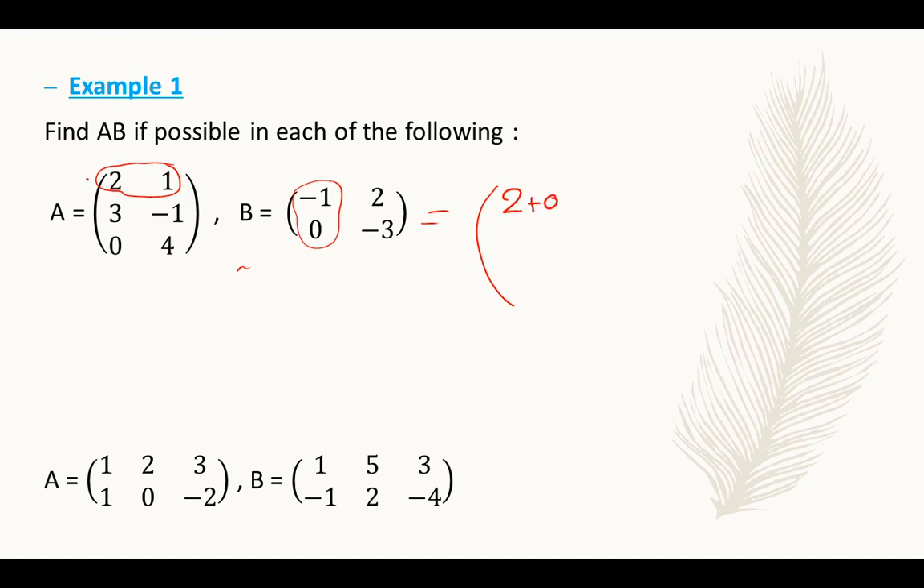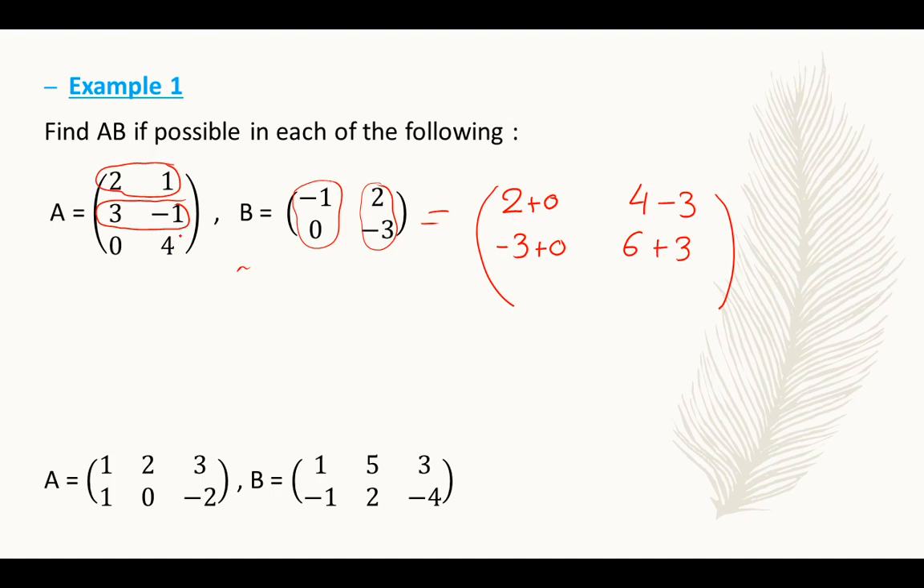Again we will multiply the first row by the second column. First element times first element, 2 times 2 equals 4, 1 times -3 equals -3. Let's do it again for the second row. Now we are going to multiply the second row by the first column: 3 times -1 will be -3, and -1 times 0 will be equal to 0. And we are going to multiply the second row by the second column: 3 times 2 equals 6, and negative 1 times negative 3 will be positive 3.